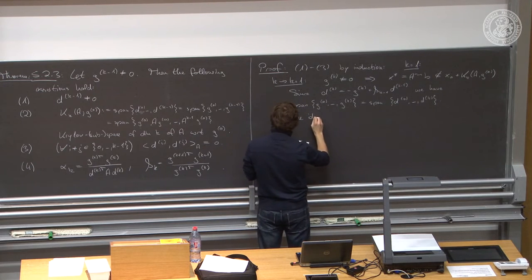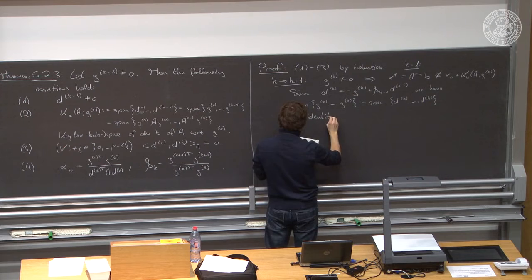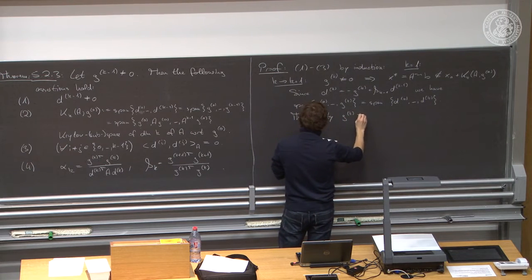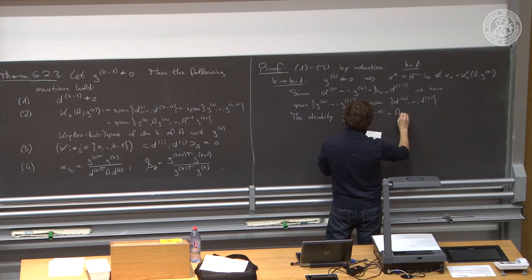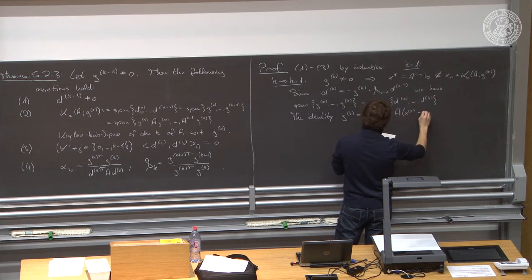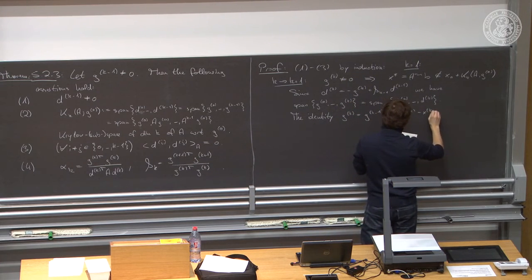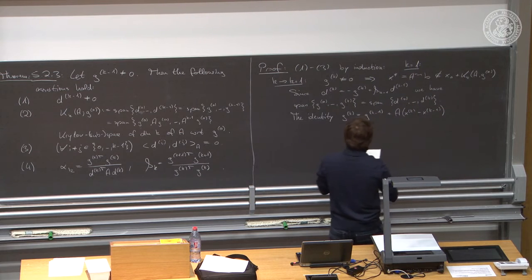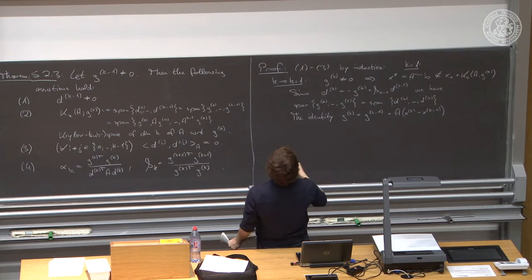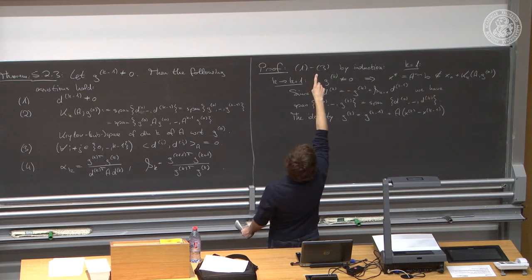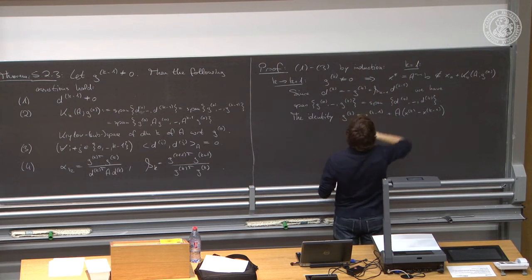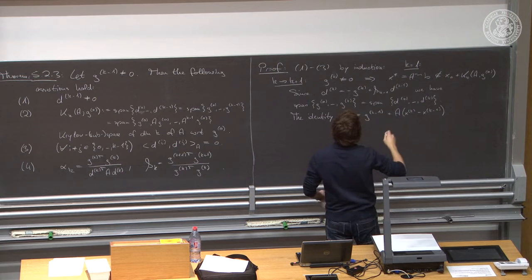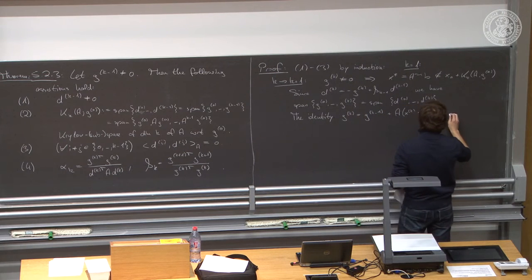So the identity g_k equals g_{k-1} plus A(x_k minus x_{k-1}). This we have already seen above, in the minimizing property: the difference of the gradients is the difference of the iterates applied with the matrix A.